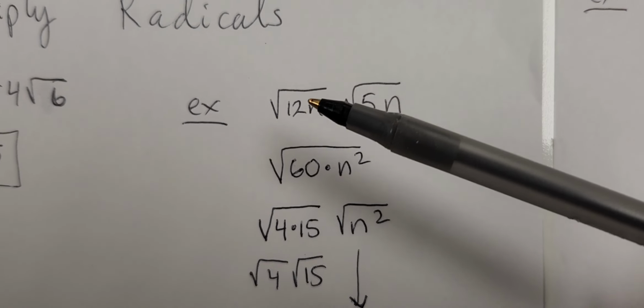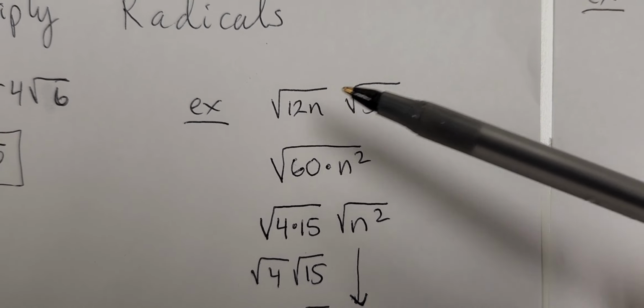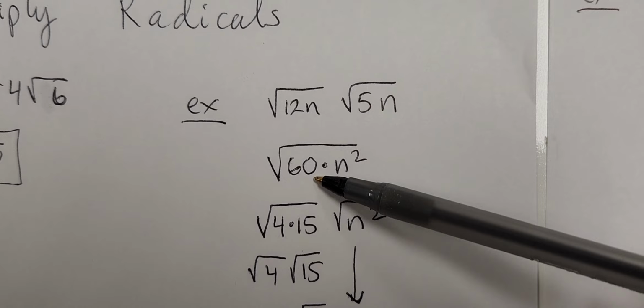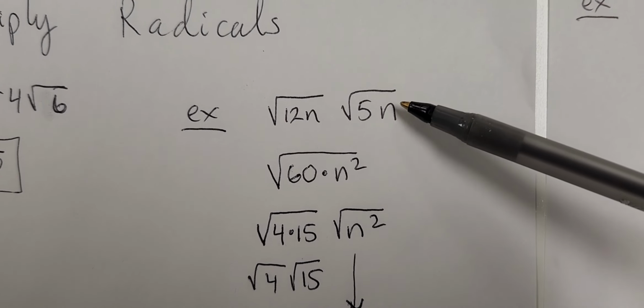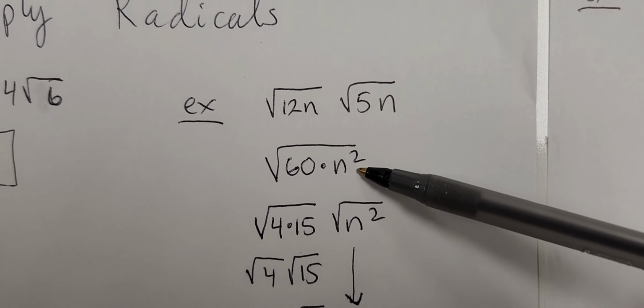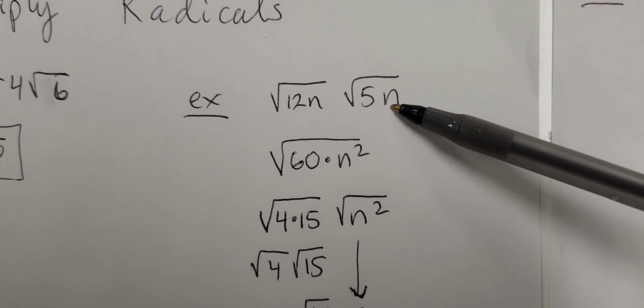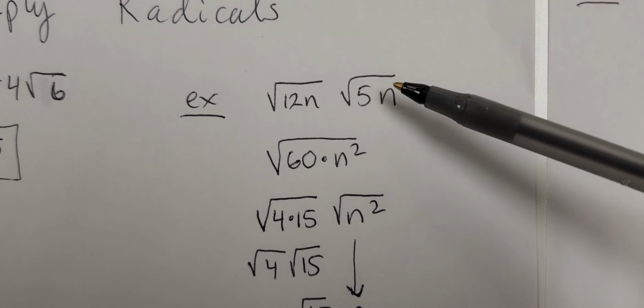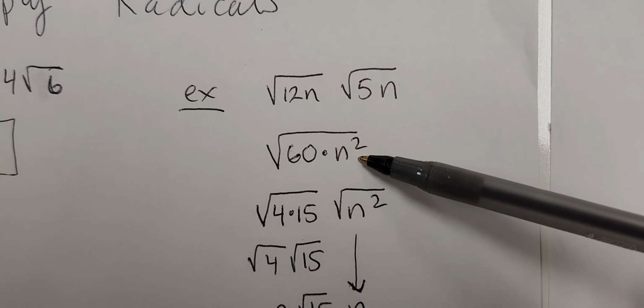Okay, so now we just multiply the insides. 12 times 5 gives me 60. n times another n gives me n squared. Since we are multiplying, 1 and another 1 will give me 2.